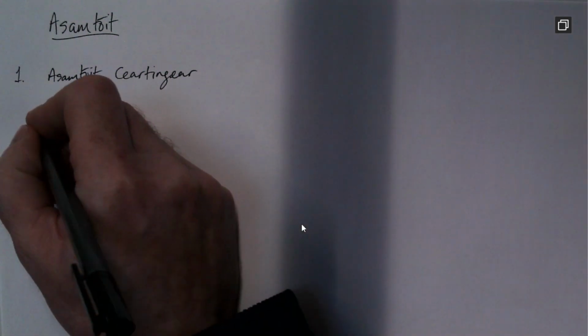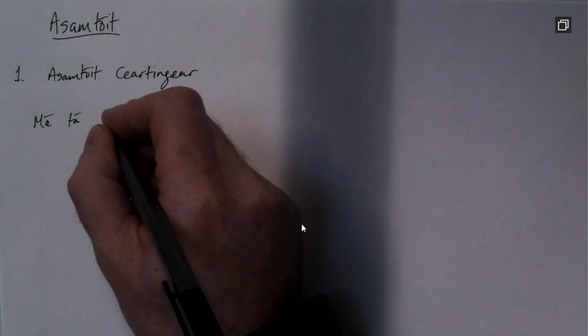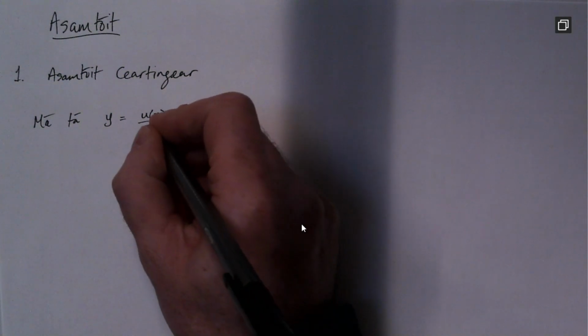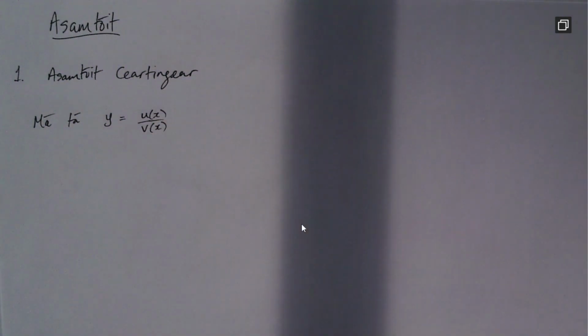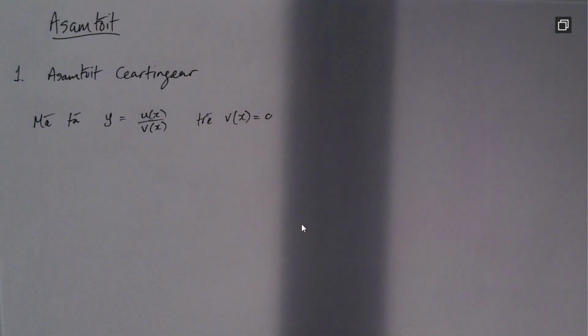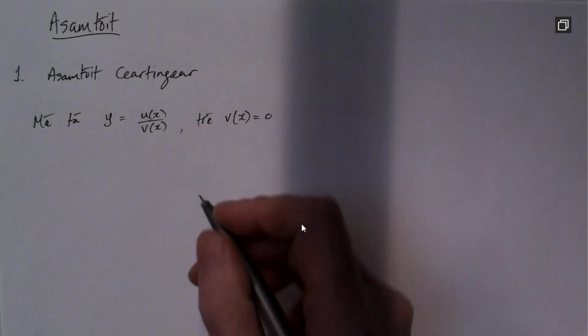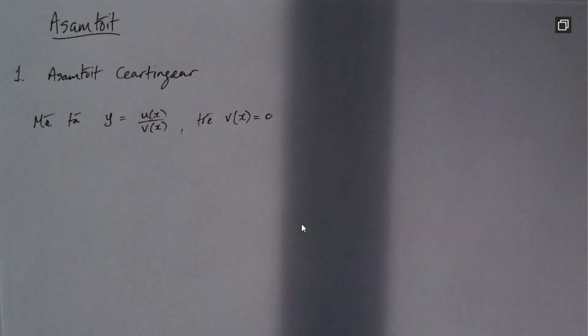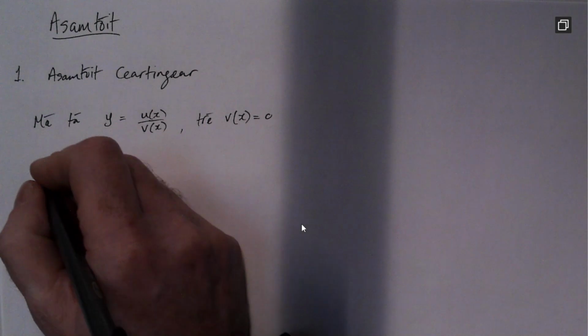So that's what we call a vertical asymptote. Now, when y equals u over v, where u is a function of x and v is a function of x, look at the denominator. Where v of x equals 0, we have a vertical asymptote.